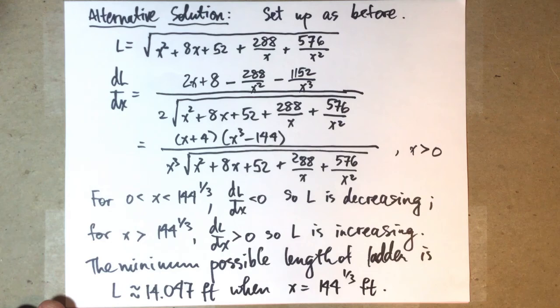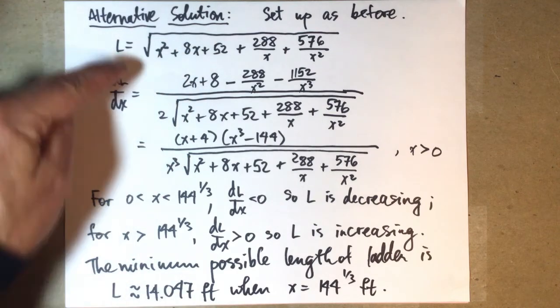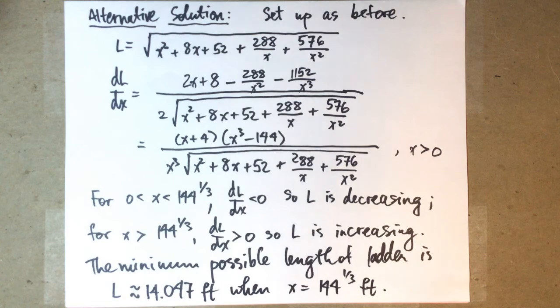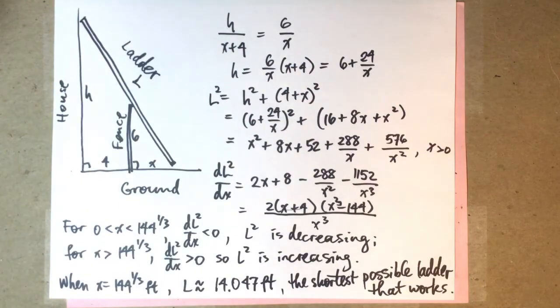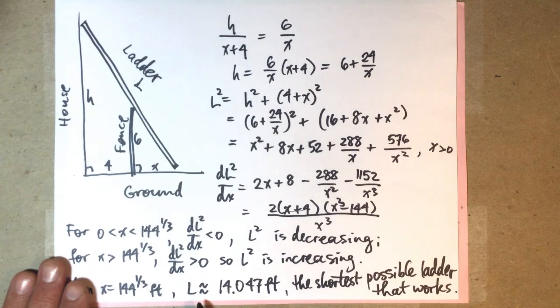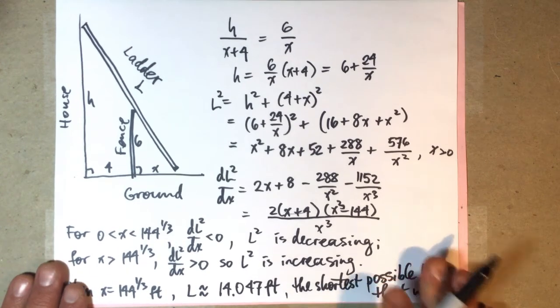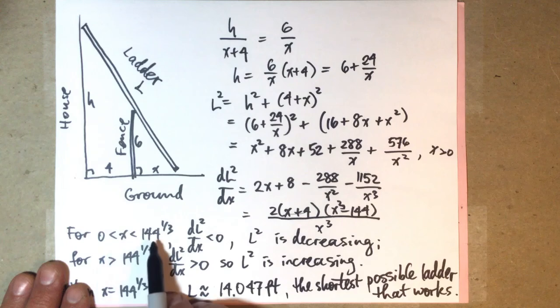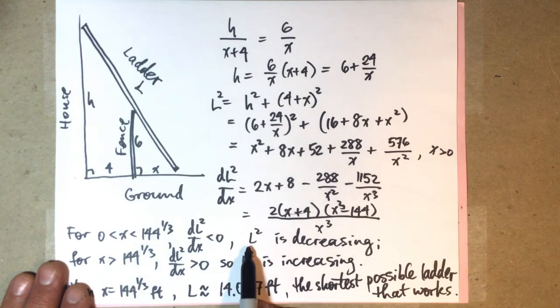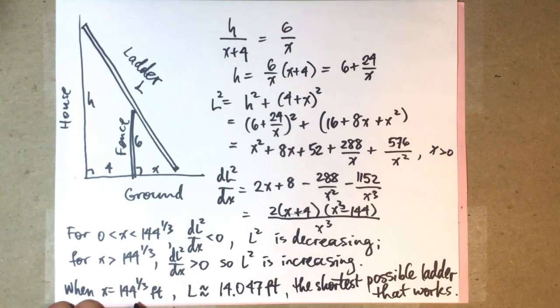The answer comes out just the same, and in either case, remember you had to set it all up, so this really does get to be longer in the end. But whichever way you do it, remember that you have to justify why this gives a minimum length. I've justified it by saying for x less than cube root of 144, the length or squared length is decreasing. For x bigger than the cube root of 144, the length or squared length is increasing. So that means at the cube root of 144 feet, the length is minimized, absolute minimum.